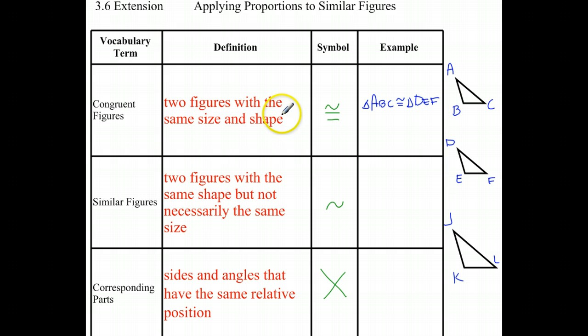Similar figures. Two figures are similar if they have the same shape, but not necessarily the same size. So I've taken that same triangle that we looked at. These two are congruent, and the relationship to this larger triangle is that they're similar. I simply took the same triangle and stretched it out to make it larger. So to write that statement, I would say that triangle DEF is similar to triangle JKL.